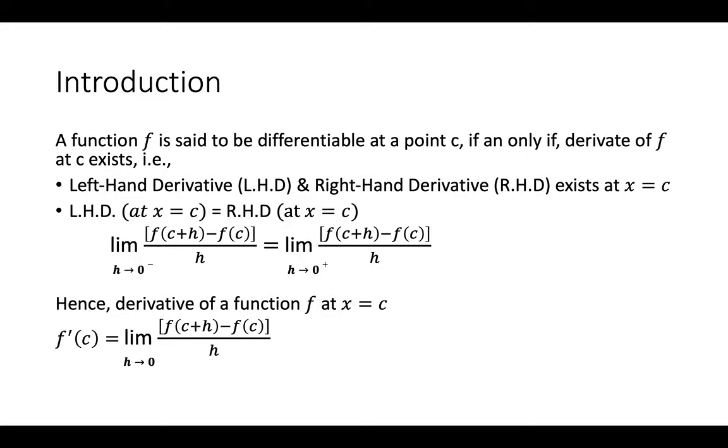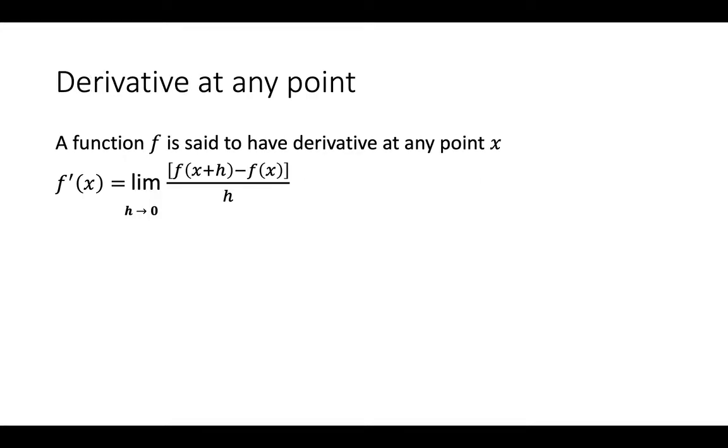So the derivative of a function f at x equal to C exists if both the left hand derivative and right hand derivative are equal. The derivative of a function at point x is f dash x equal to limit h tends to 0, f of x plus h minus f of x upon h.